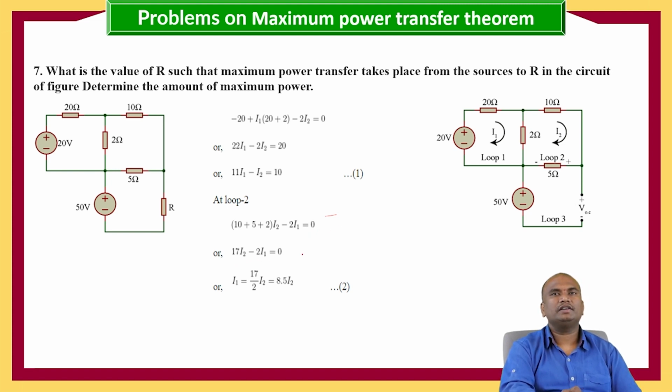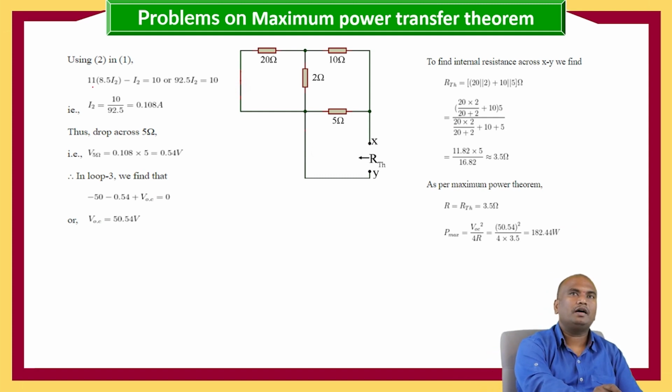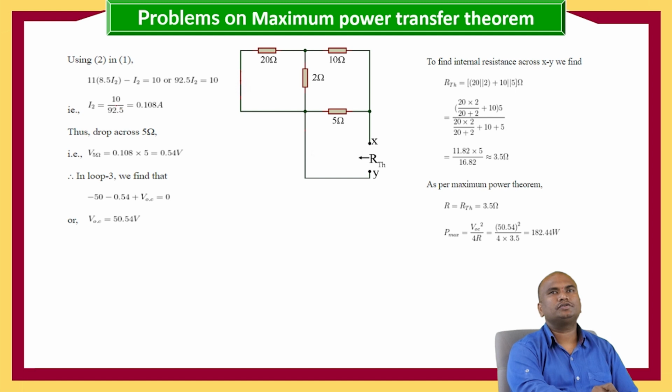17 I2 minus 2 I1 is equal to 0, where I1 is equal to 17 by 2 into I2, that is 8.5 I2. Here, by substituting this value into the above equation, 11 into 8.5 I2 minus I2 is equal to 10, or 92.5 I2 is equal to 10, where I2 is equal to 10 by 92.5, which is equal to 0.108 amperes. This is the current which is flowing through the 5 ohm resistance.